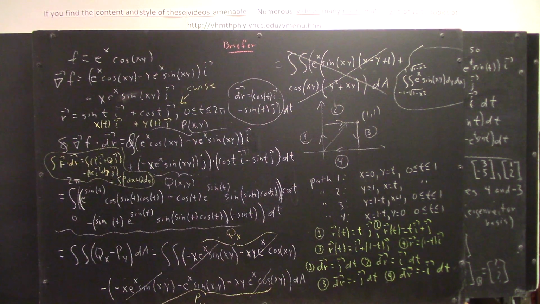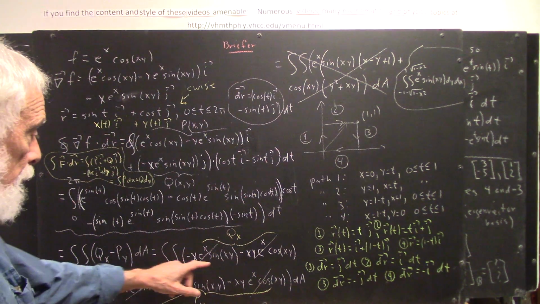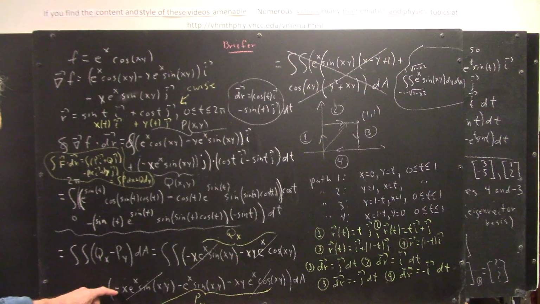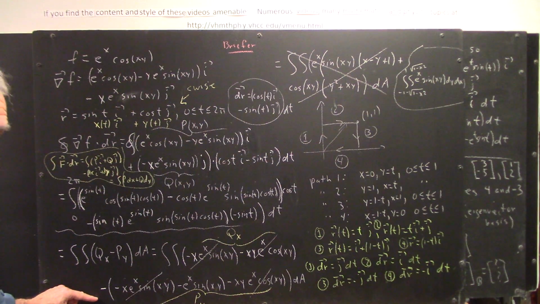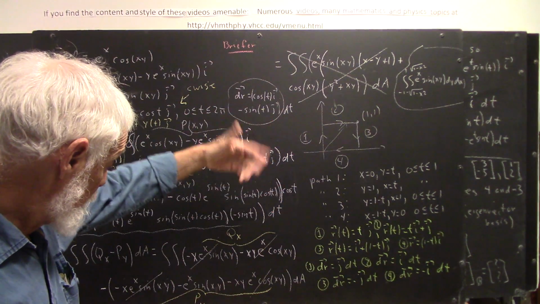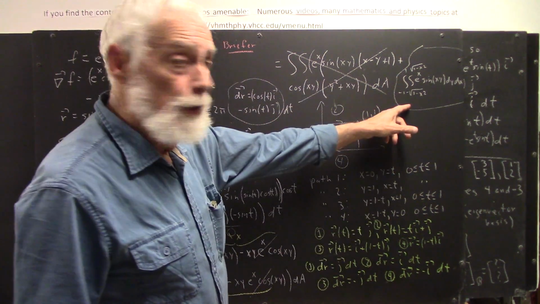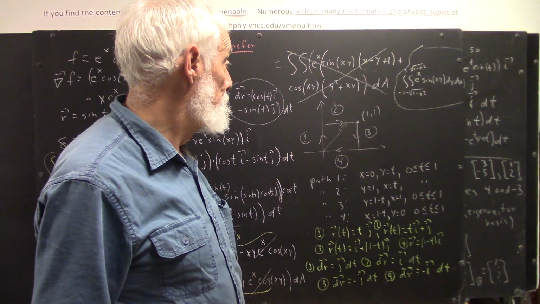Qx minus Py. When we do this, and you can check out the partial derivatives, this term and this term are going to be opposites. This is a negative whatever it is, and this is a negative whatever it is, but inside another negative. So these two are going to subtract off, and these two subtract off, leaving it just this, which leaves us just this integral.